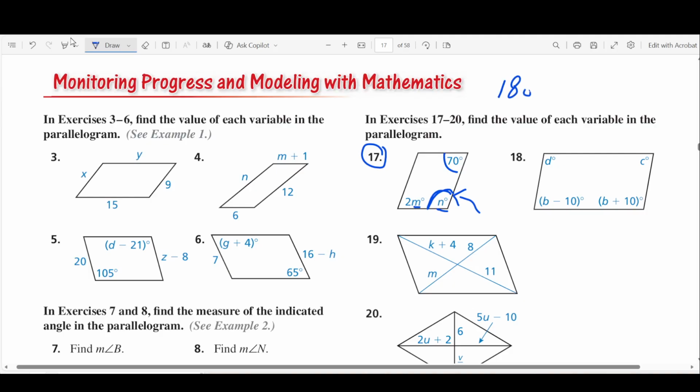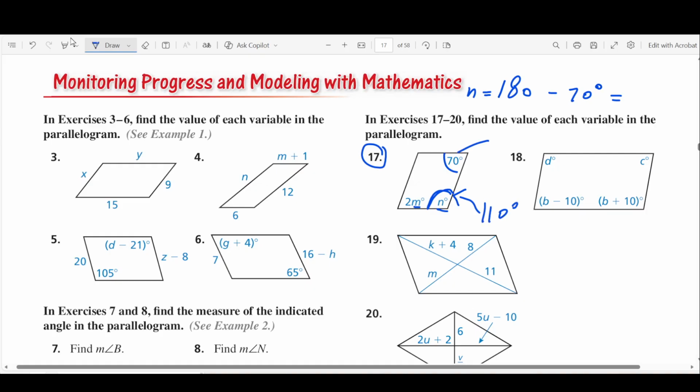What you need to do here is, what calculation can you tell me? How would you find N? 110. Very good. That's 110.